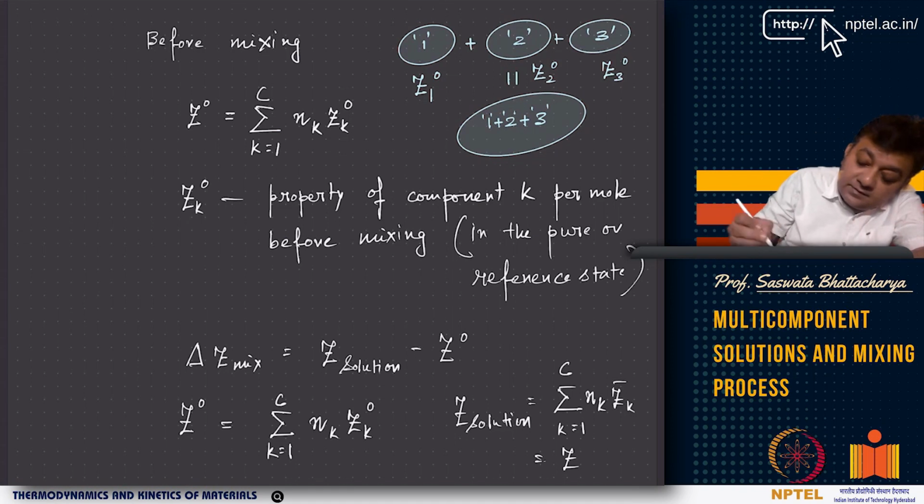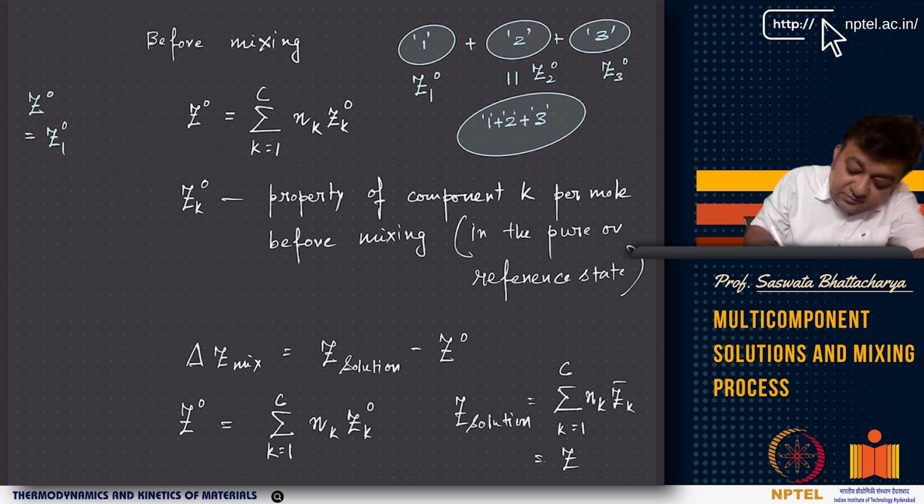Now, if it's a 3-component system, then Z0 in this case equals Z10 plus Z20 plus Z30.